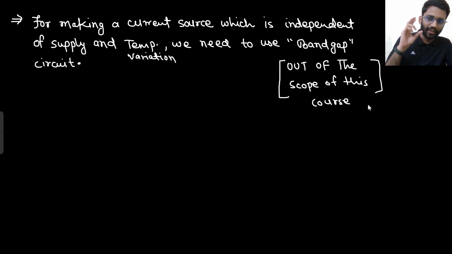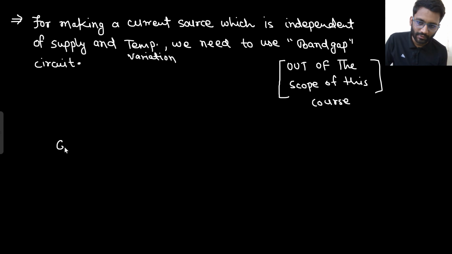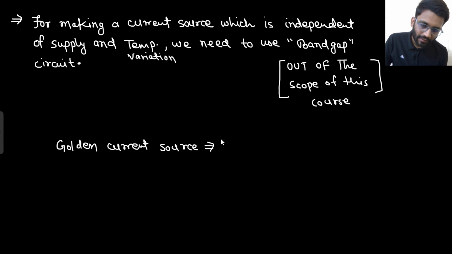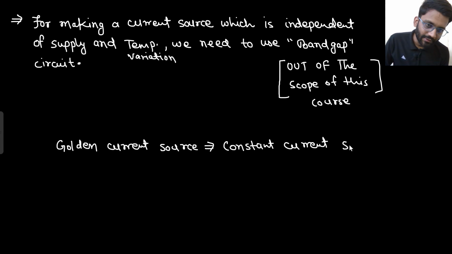So you just need to know that by using a band gap circuit, we can get a constant current source which is independent of supply variation and temperature variation. That current source is known as the golden current source. That is a constant current source, basically.